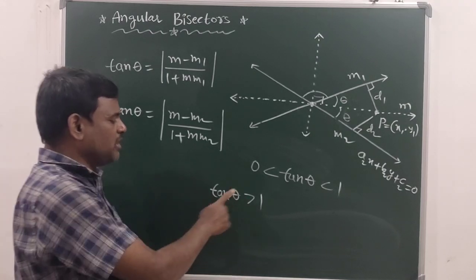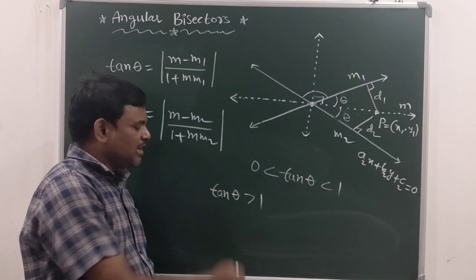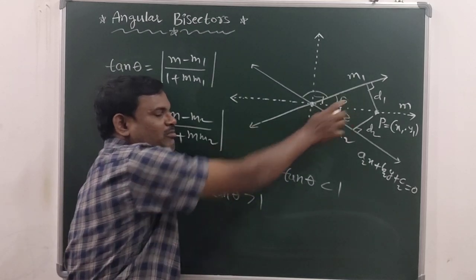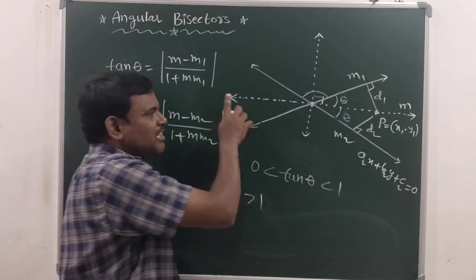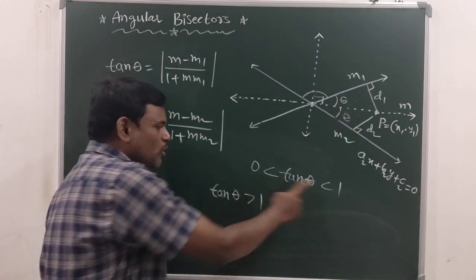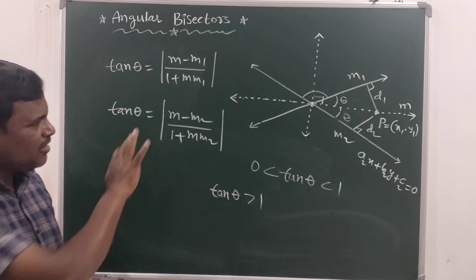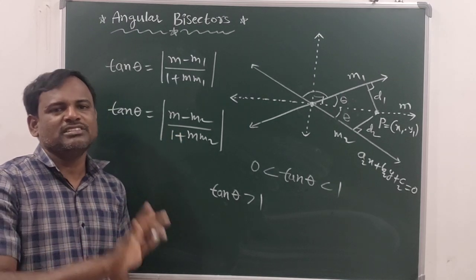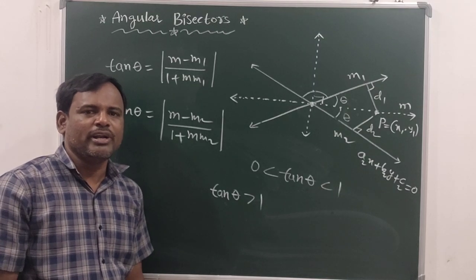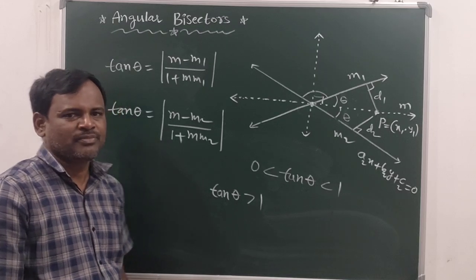Tan of more than 45 is more than 1, you will get. Hence, whenever you find tan of this angle, if it is more than 1, then that bisector is said to be an obtuse angle bisector. If it is 0 to 1, acute angle bisector. Okay, instead of doing like this, there is some procedure to identify the acute angle bisector and the obtuse angle bisector. Now I will explain that procedure.